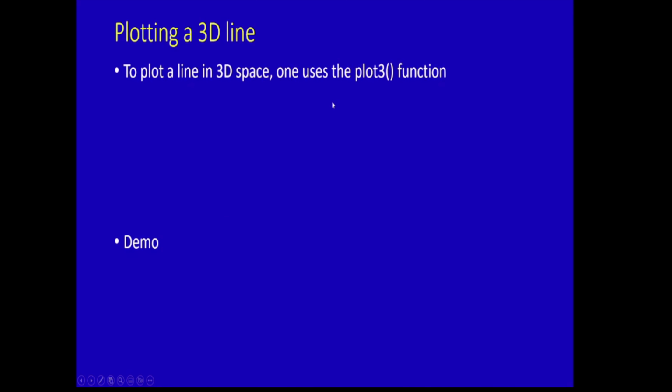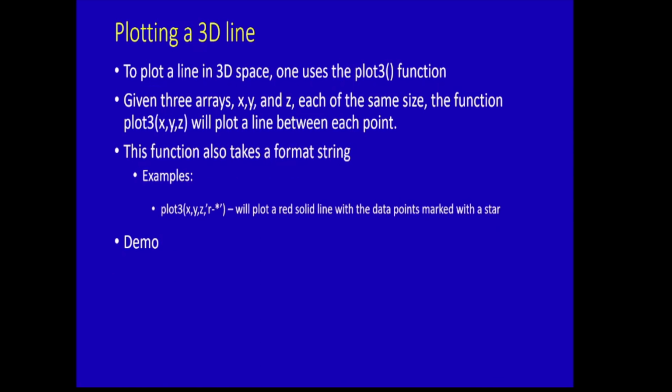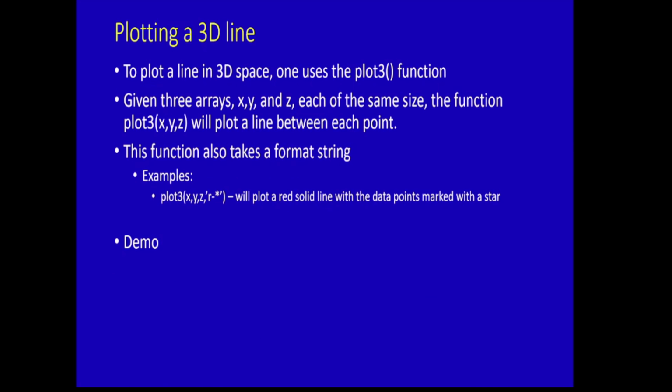Okay, so now we're going to talk about plotting a 3D line. So you use the plot3 function for 3D, and you just plot 3 variables. And this will just plot a point. There's 3 arrays. They all have to be the same size. This will plot a line between each point. So you can actually do all the things you talked about with the other plots, with the 3D plots, with the format string. So we'll just show how that works now.